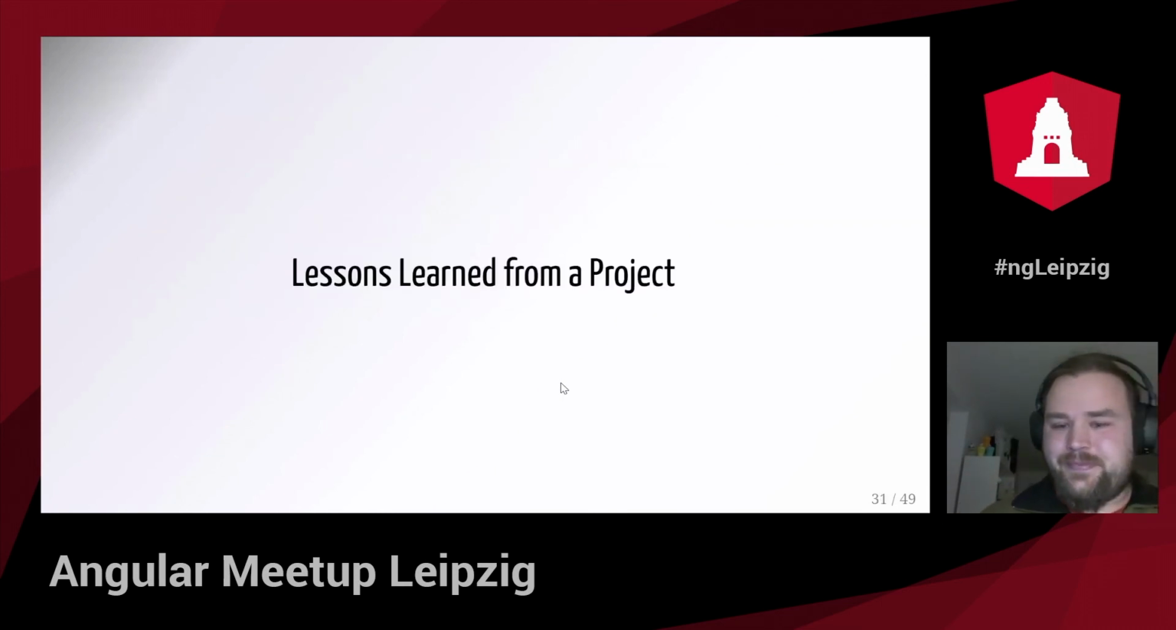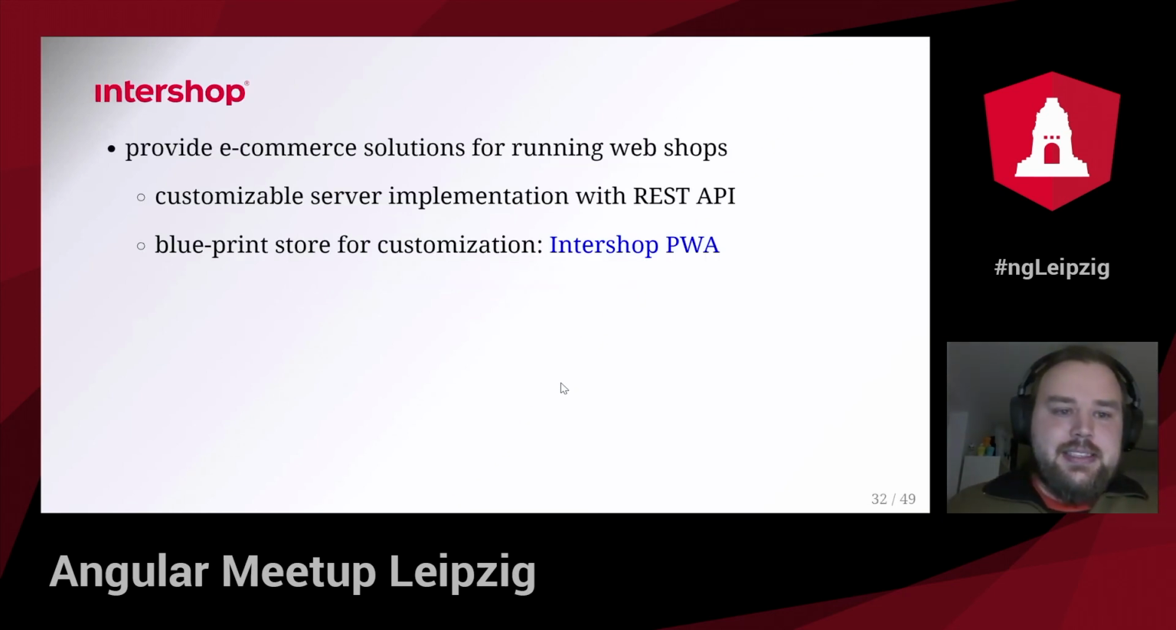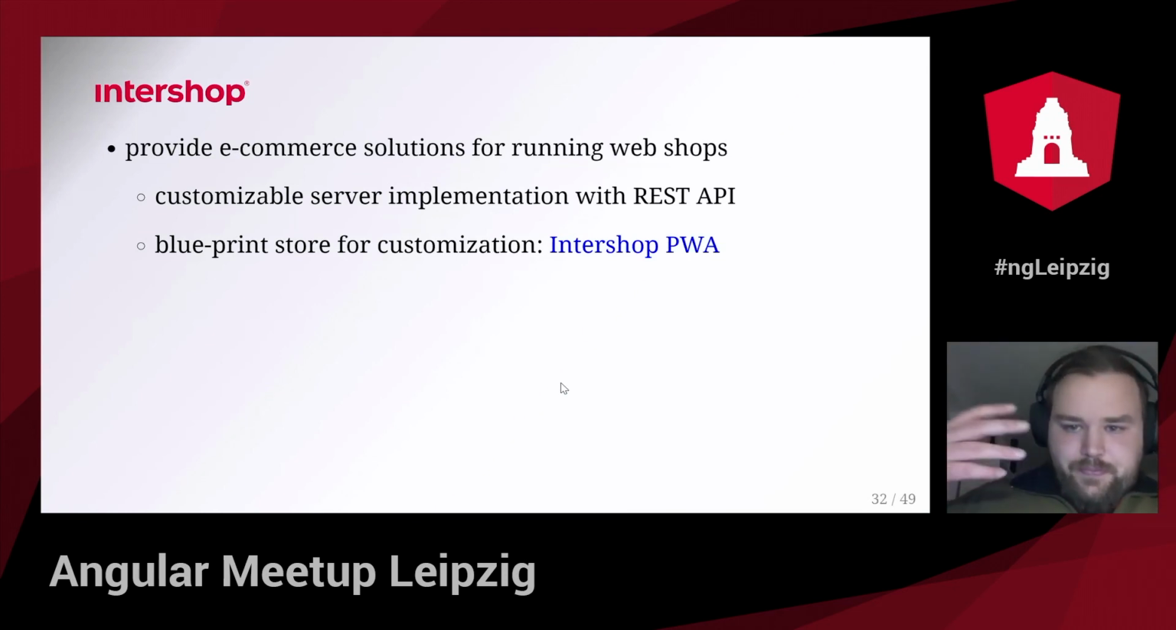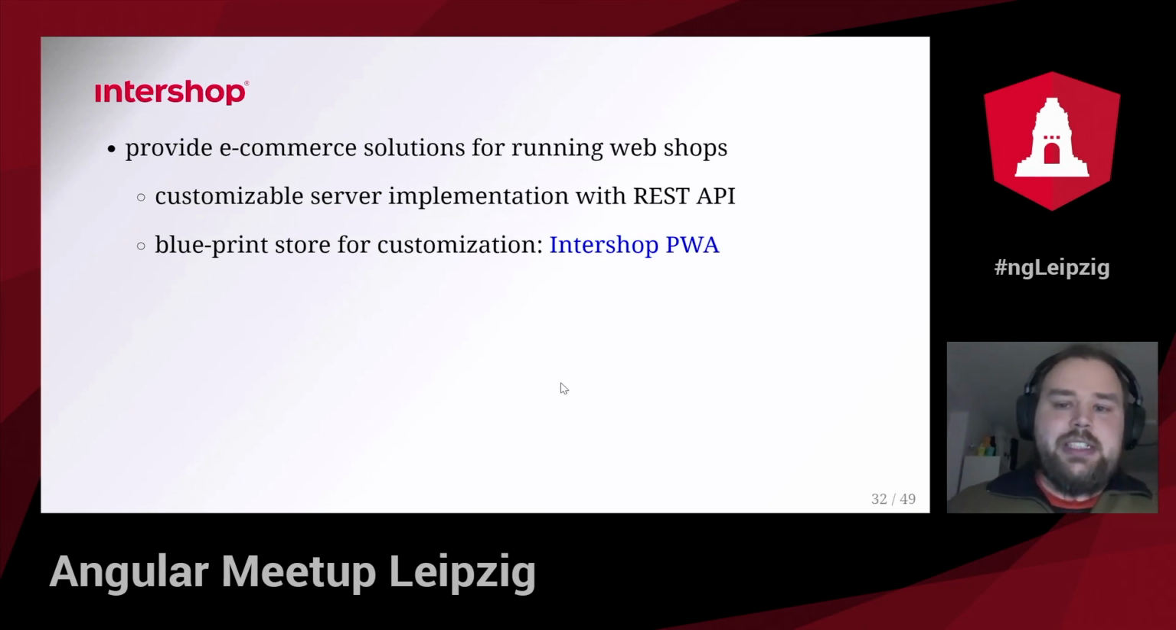So yeah, now let's go to lessons learned from a project. As previously stated, I'm currently working for Intershop. Intershop is a provider for e-commerce solutions for running web shops. We have a quite customizable and performant server implementation, which also exposes a REST API. And since a couple of years ago, we have been working on the Intershop PWA, which is a blueprint store that uses this REST API to interface with our server implementation.